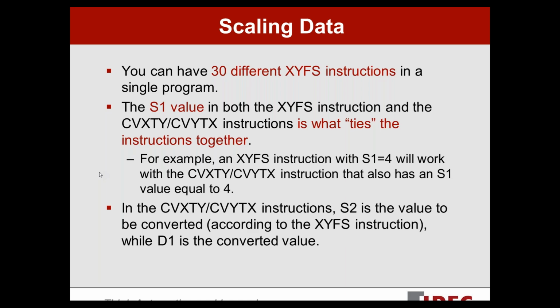Now, when you're using XY format set and the convert instructions, what ties those two instructions together, what tells the convert instruction which XY format instruction to look at to actually do the conversion, is determined by our source one, our S1 value in each of those instructions. When they're the same, that's what ties them together. And you'll see this when we do the example.